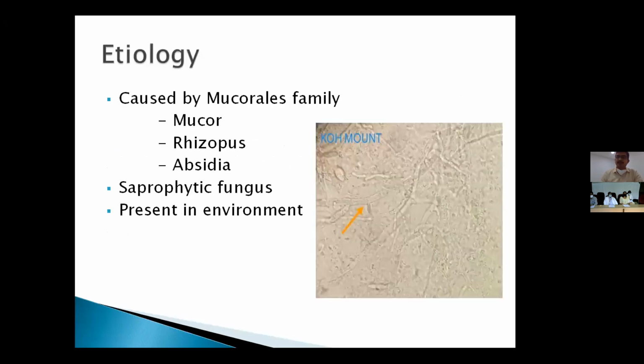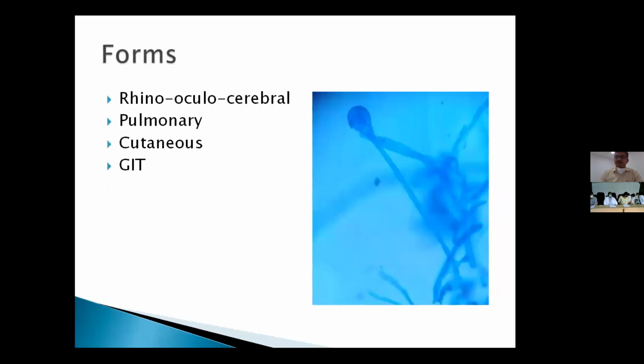So, etiology: mucormycosis is caused by the Mucorales family, which includes Mucor, Rhizopus, and Absidia. All are branched aseptate hyphae. They are saprophytic fungi and they are ubiquitous. They are present everywhere in the environment, ranging from soil, air, body orifices, manure, dust and napkins, etc. There are various forms of mucormycosis, which include the rhino-oculocerebral form, pulmonary form, cutaneous form, and GIT form, among which we are going to talk about the rhino-oculocerebral form of mucormycosis today.